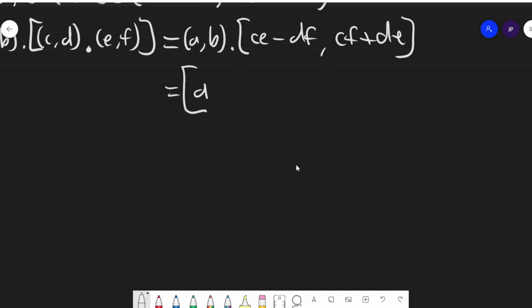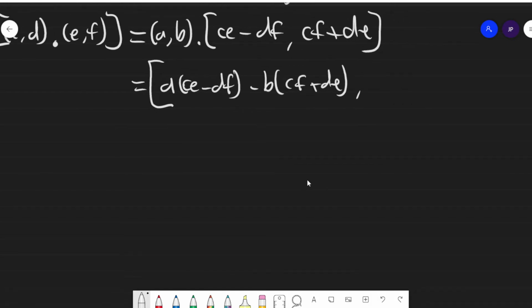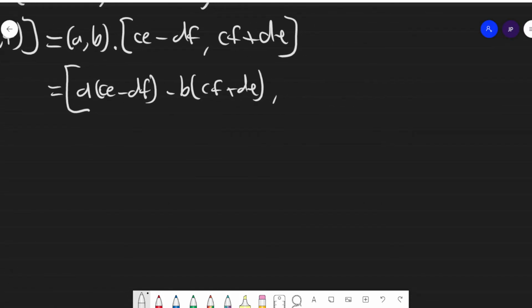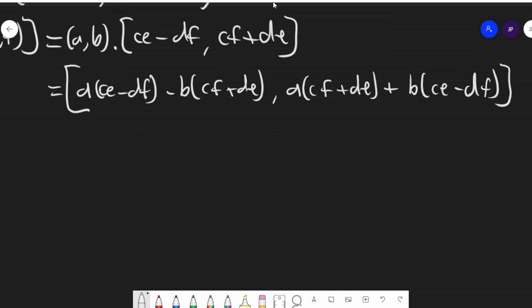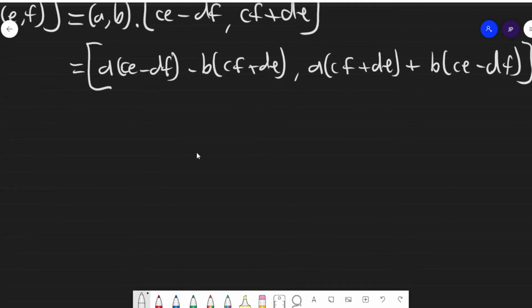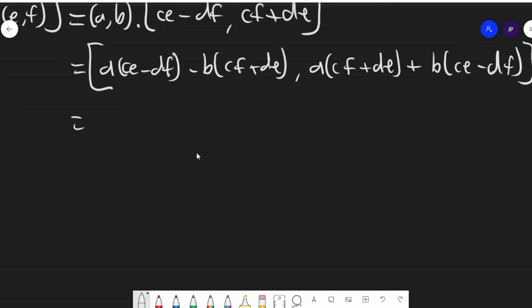So again, applying the multiplicative operation, CE minus DF minus B times CF plus DE for the first component. The second component, let's scroll to the right a bit. For the second one, we'll have the product of the outer plus the product of the inner, C, D, F.